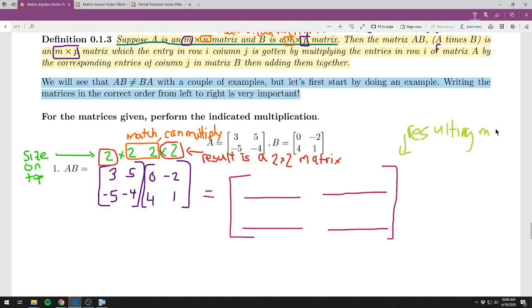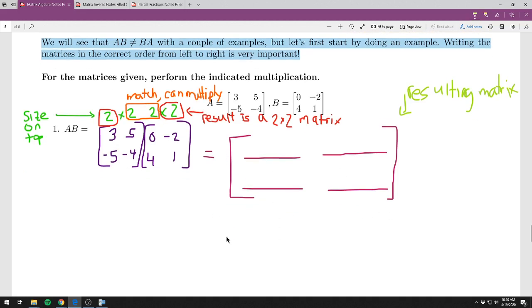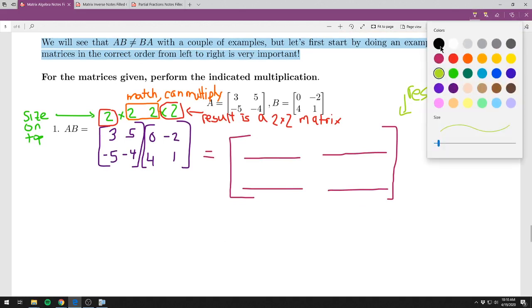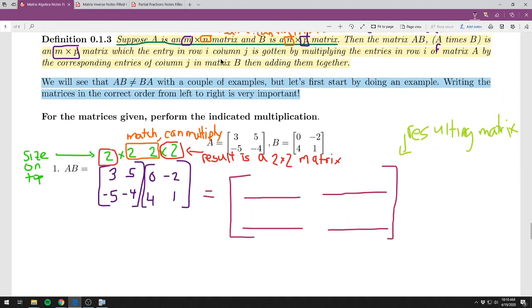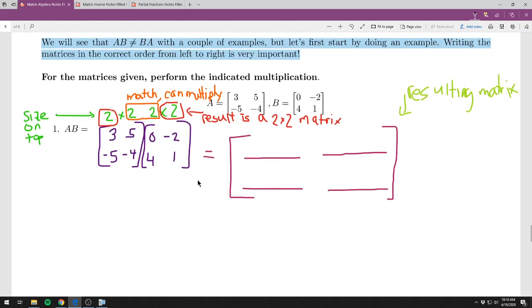However big your matrix is, you want to make a resulting matrix like this. Leave some space for each spot, but it is very helpful to do this. All right, now what goes in each spot is sort of described here. You multiply across the row and down the column that corresponds to this entry, meaning for this entry right here, this entry is row 1, column 1 of our result.